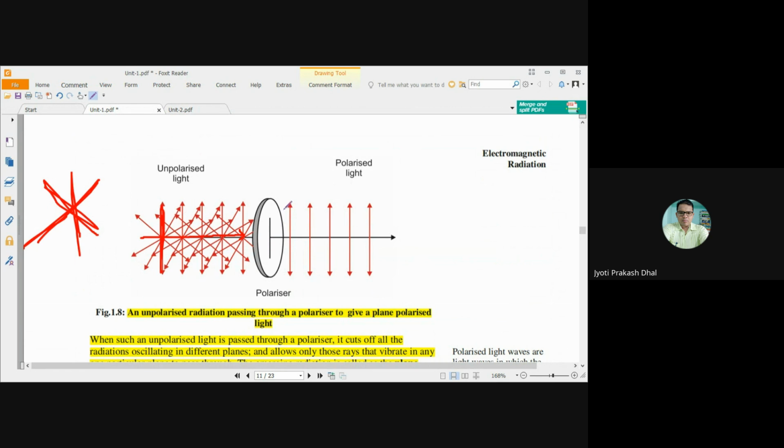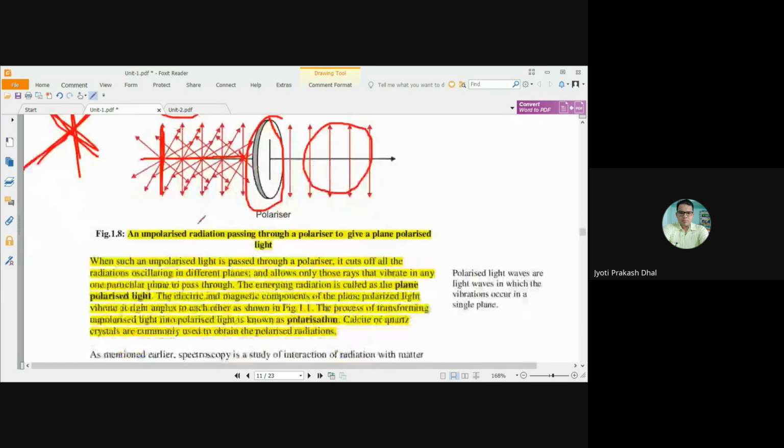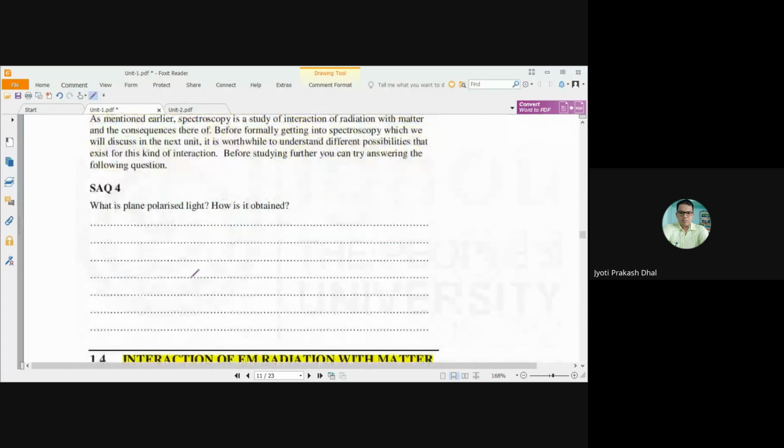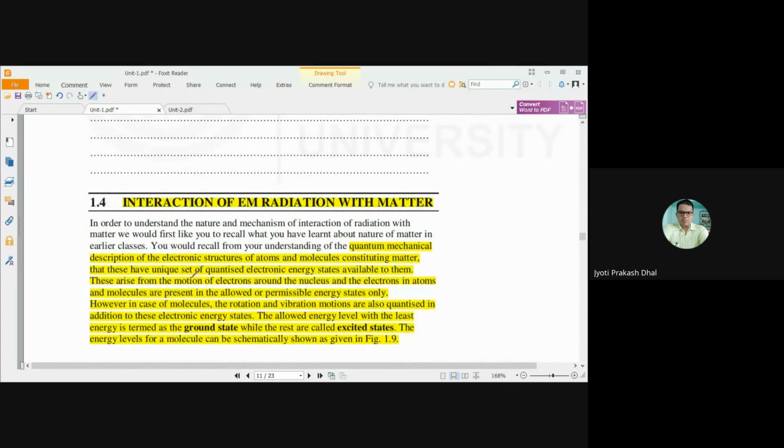But when it passes through a polarizer, you will observe that the electromagnetic radiation will oscillate in only one plane. That is called plane polarized light. So this one is called plane polarized light, and before passing through the polarizer, the light is called unpolarized light. This phenomenon is called polarization.